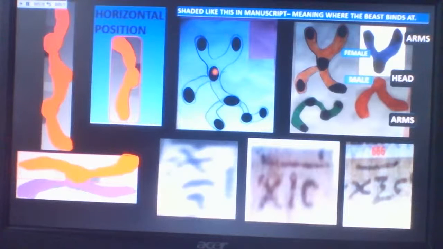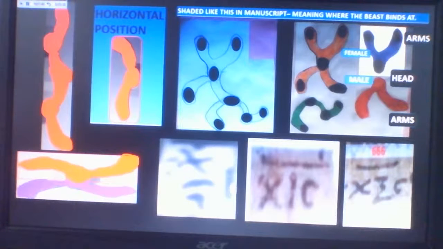This is to show where the beast binds. They can bind at the hand or at the head. These are the points of binding. Now, in this flying beast, when it's just one of them, it will look like the eye in one of the manuscripts. And when it's 2 or 3, it will look like the arrows in all the manuscripts.